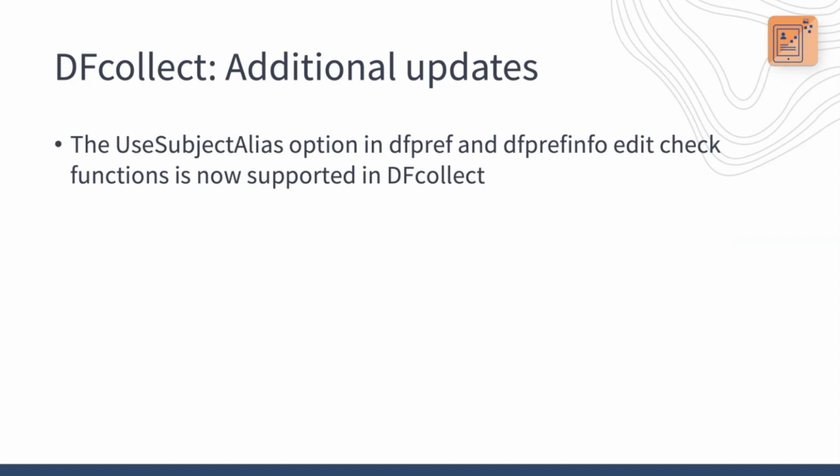Additional updates that we have is that you can now use subject alias options for your reports by programming it with the DFpref and DFpref info edit check functions, and it's now supported within DFcollect. And when you're looking at your listings, you'll be able to see the whole subject alias.